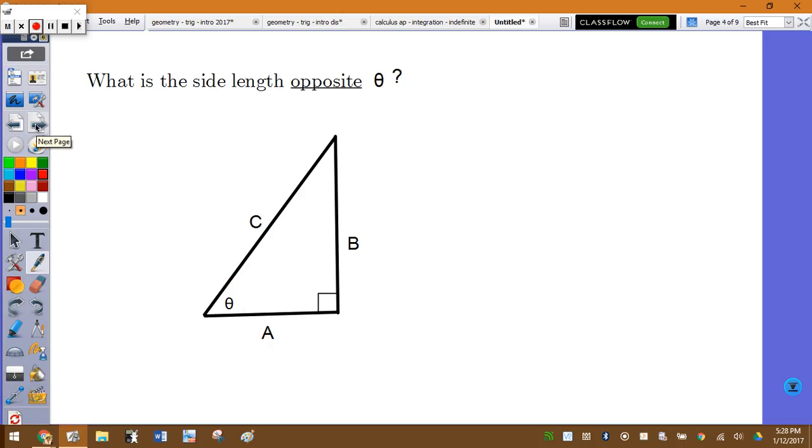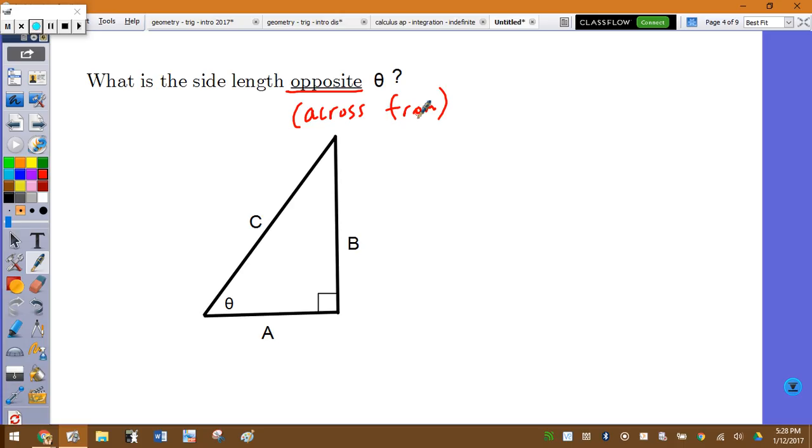In fact, we'll see it right here. A seemingly simple question: what is the side length, and I've labeled them A, B, and C, directly opposite angle theta? So opposites, when we deal with location and orientation in geometry, opposite here means across from. Well, we've seen that before with vertical angles and such. So opposite meaning across from.